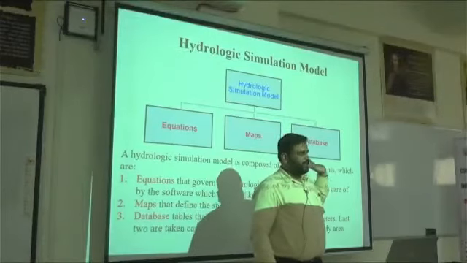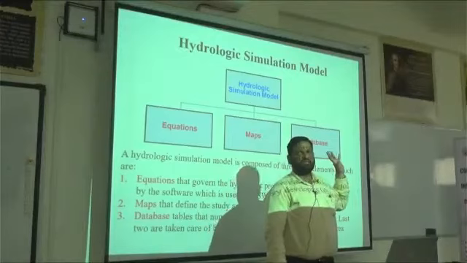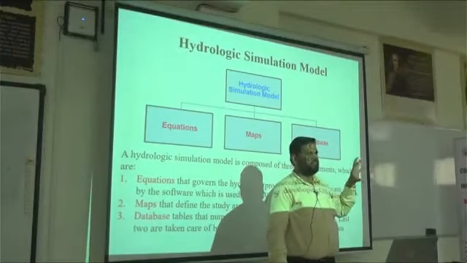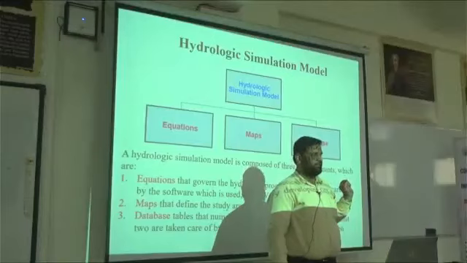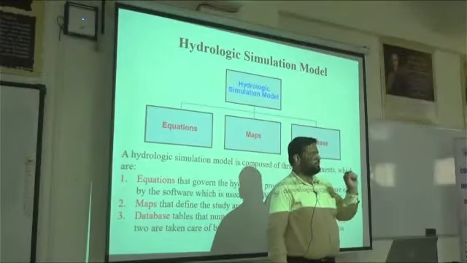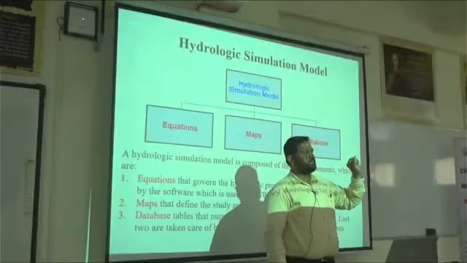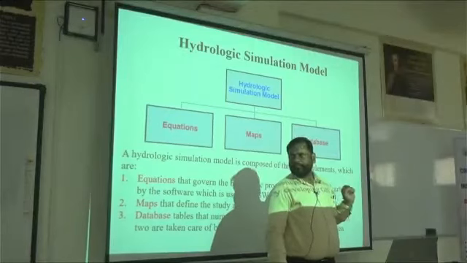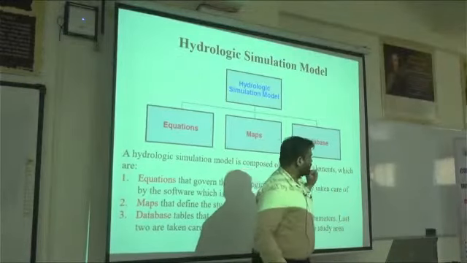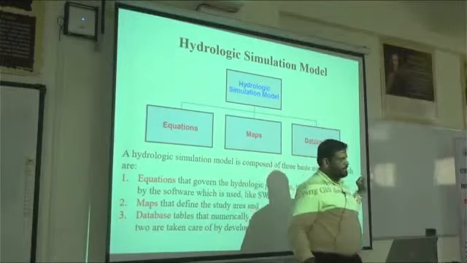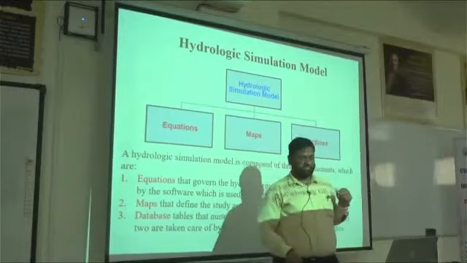As we discussed already, hydrological models are combinations of mathematical equations. Like you might have heard about y = mx + c. It itself is one kind of model which gives you the slope of a line. You might have heard about the rational formula, Q = CIA, which gives you the peak discharge values.